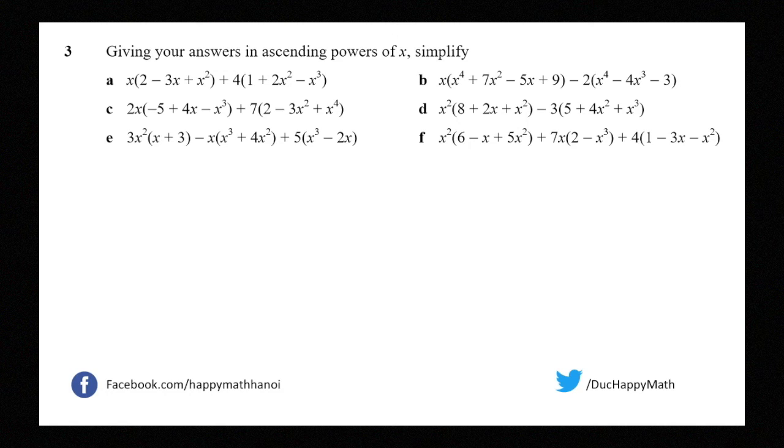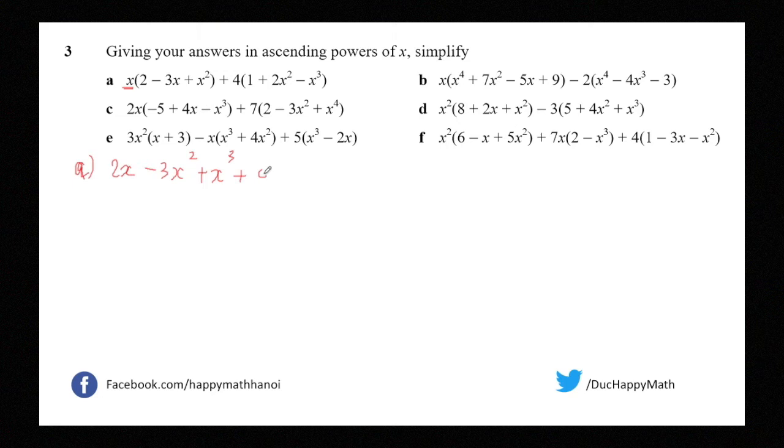Okay, question 3 is the same way. Let's practice with me. Question A. You take the x times the first bracket, so x in this position has to be multiplied by the x terms inside the first bracket. So x times 2x, you get 2x. x times minus 3x means minus 3x squared. x times x squared means x cubed.